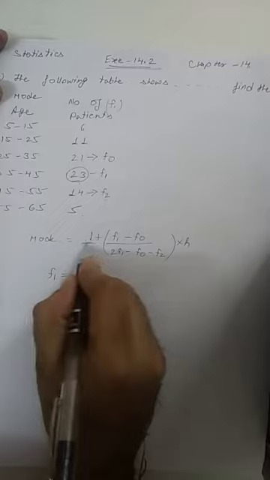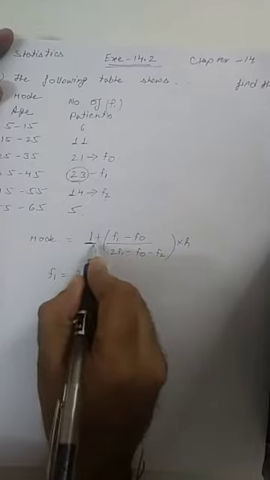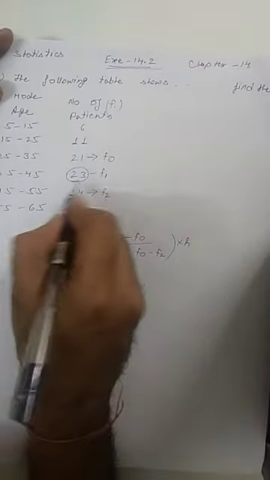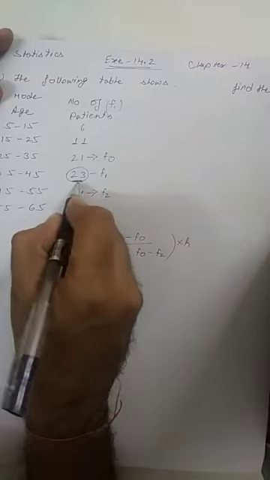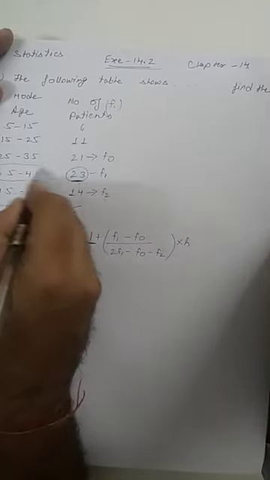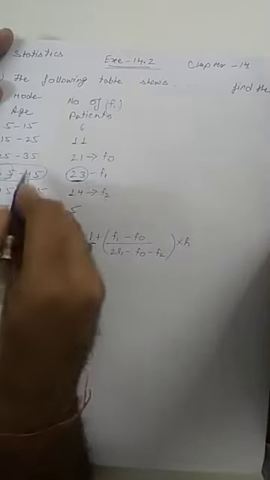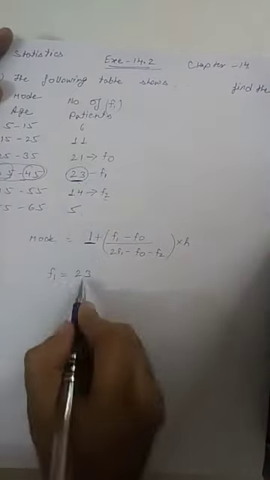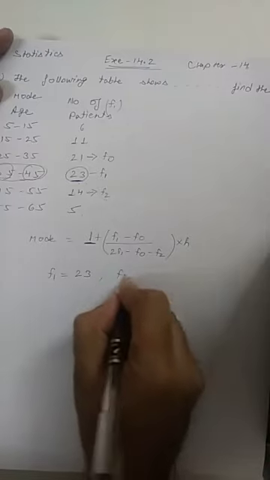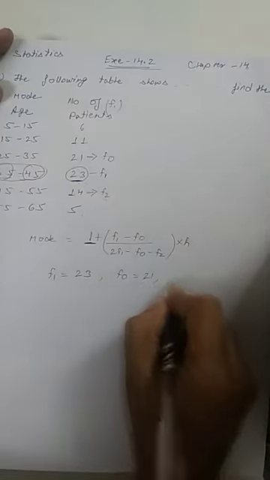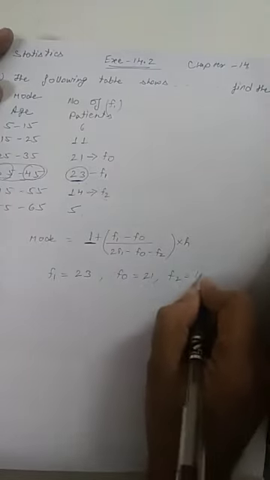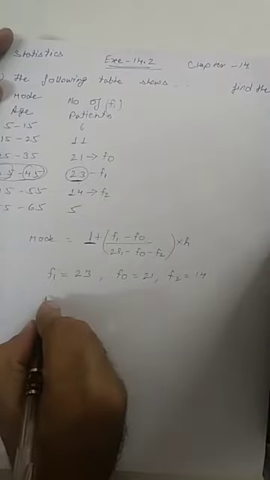Here we also want L, that is the lower limit. Wherever the maximum frequency is, that interval we will take. This one is the lower limit and this one is the upper limit. Understood? So F1 is 23, F0 is 21, F2 is 14, correct.